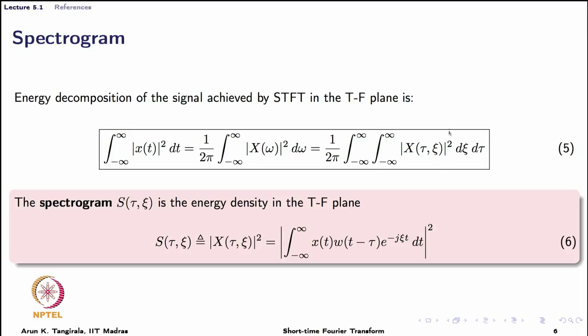Therefore, the squared magnitude of the short time Fourier transform qualifies to be an energy density in the time frequency plane. The main requirement is that the area under this spectrogram should give me the energy, and that is exactly what equation 5 is establishing. So, we will use this spectrogram extensively to analyze signals, and that is how it has been used in the literature for analyzing the frequency content of the signal as a function of time.